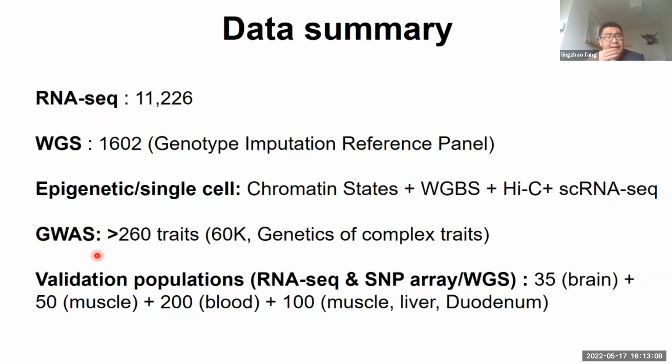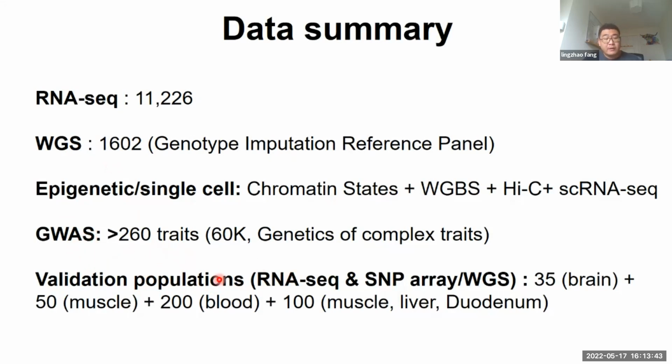At the end, we also collected the GWAS populations, and we imputed the genotypes to the sequence level using the same panel. So at the end, we got the GWAS summary statistics for over 260 complex traits. And we also have some validation populations, to validate the eQTLs and also to validate the GWAS.